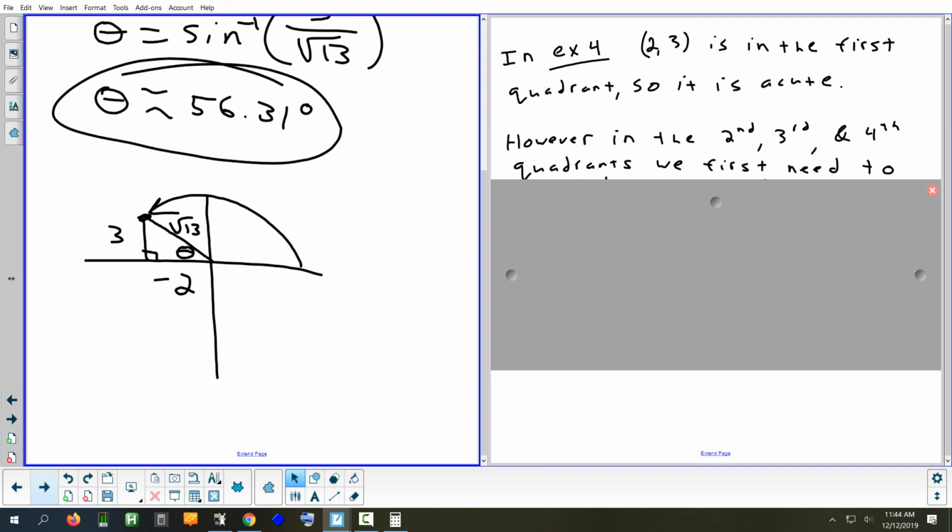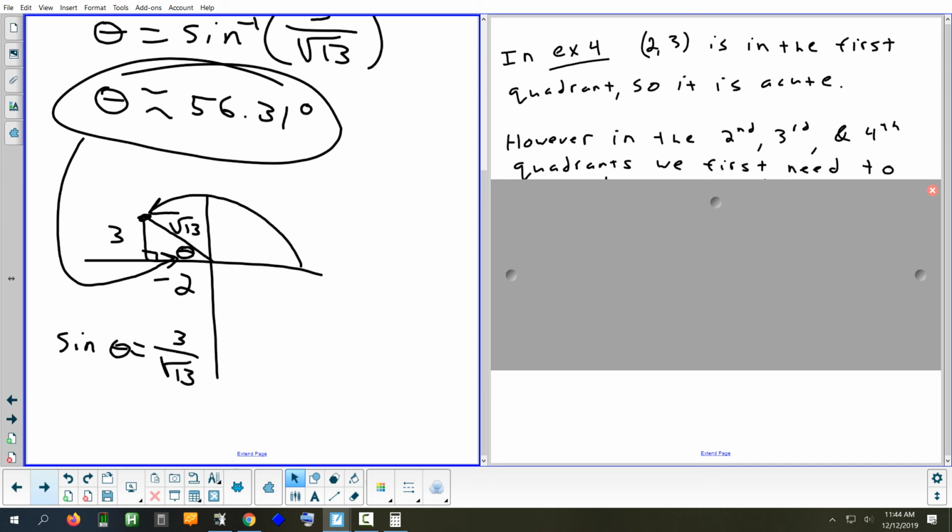Okay. So, sine of theta equals opposite over hypotenuse. It's the same equation. And when you solve, you're going to get the same angle for theta, 56.31. But that's that angle right there. We got to be careful because 56.31 is not an answer in quadrant 2. So we can do something with that, add or subtract it to something. But you have to know that you're in the second quadrant. You subtract it from 180.